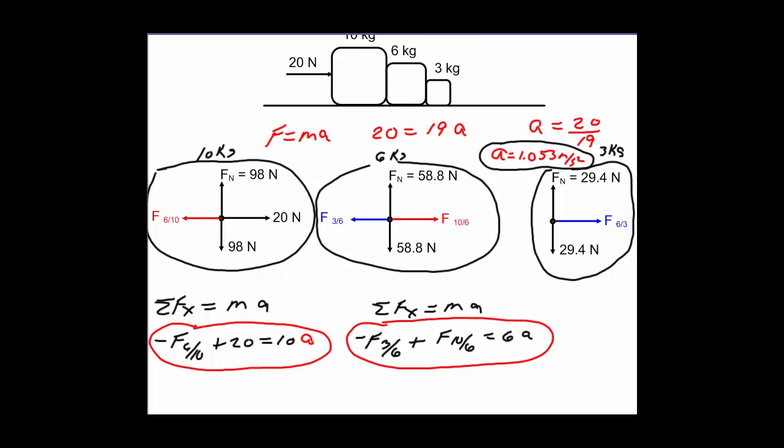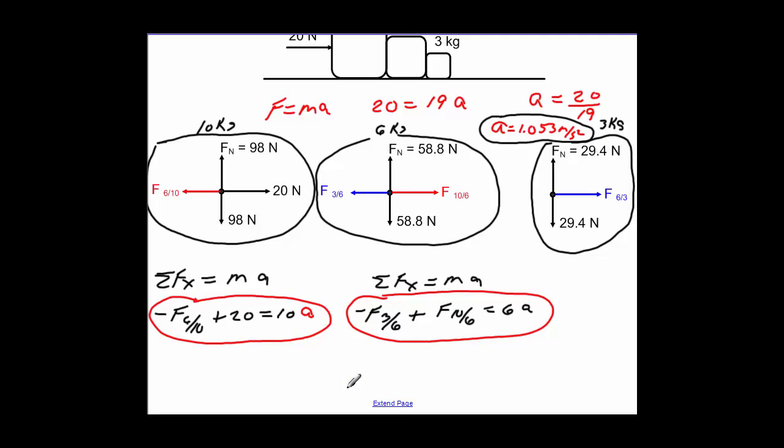Come to the third equation. Third equation, we really don't have very many forces. Scroll down. I do the summation of forces in the x direction, set it equal to mass times acceleration. I will get the force of the 6 kilogram object onto the 3 kilogram object must equal the mass 3 times a. And those are my three equations.